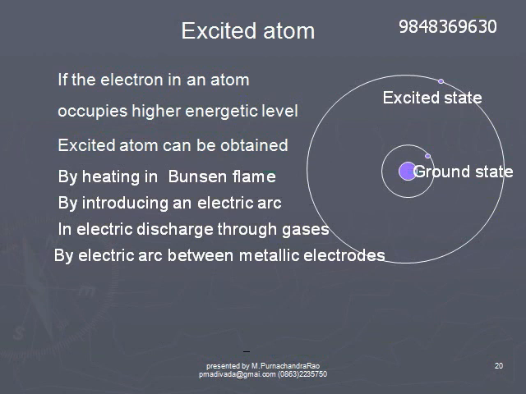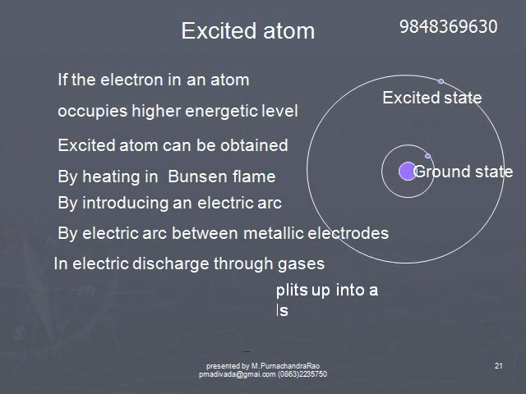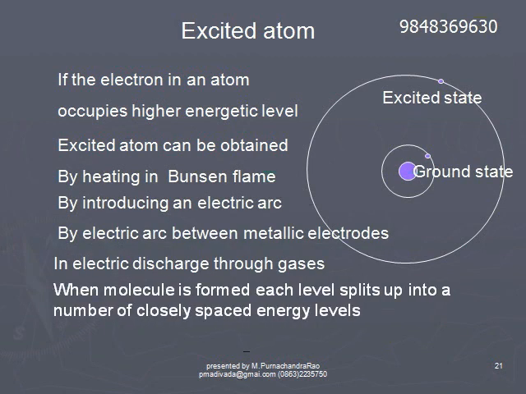By heating a substance in a Bunsen burner flame, by introducing the substance in an electric arc, or in an electric discharge through gases. Another way is by producing an electric arc between two metallic electrodes.